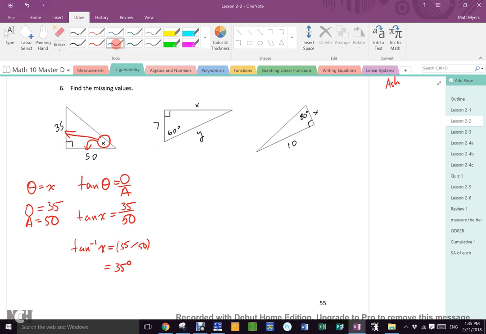So, does anything change with the middle one? Step one is always decide on your angle. Do you have one that you are interested in?